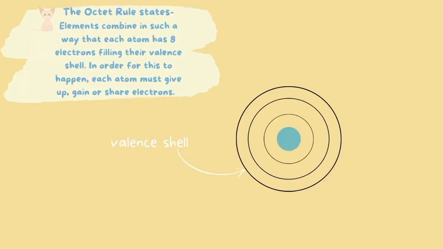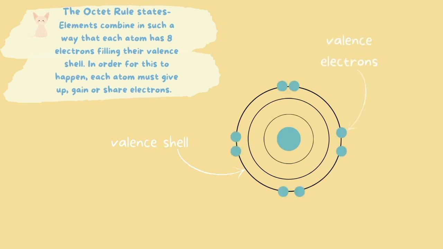We know that the valence shell refers to the outermost shell on an atom, and the valence electrons are all of the electrons on that valence shell. So 8 electrons filling up the valence shell is going to make these atoms very, very happy.